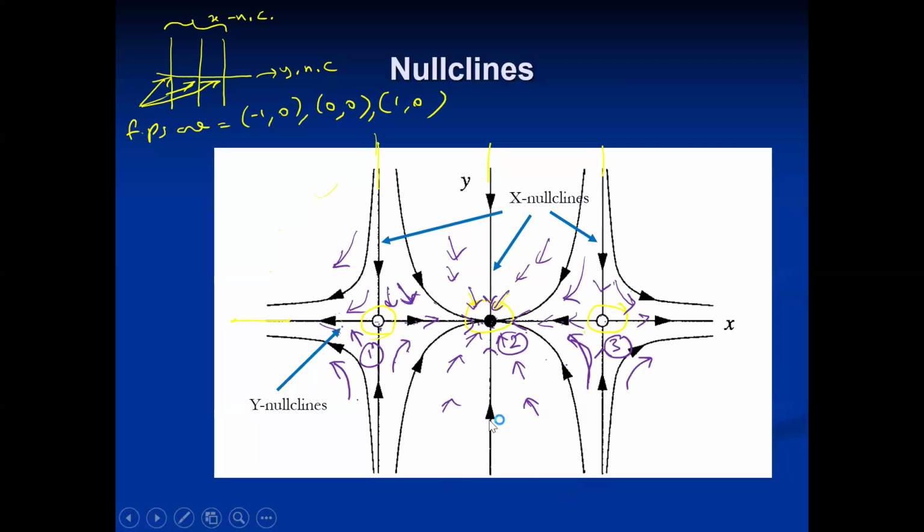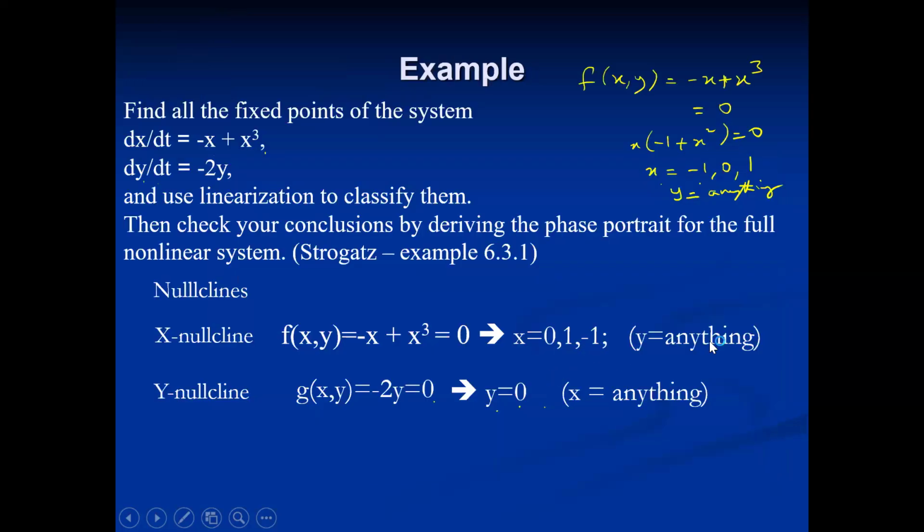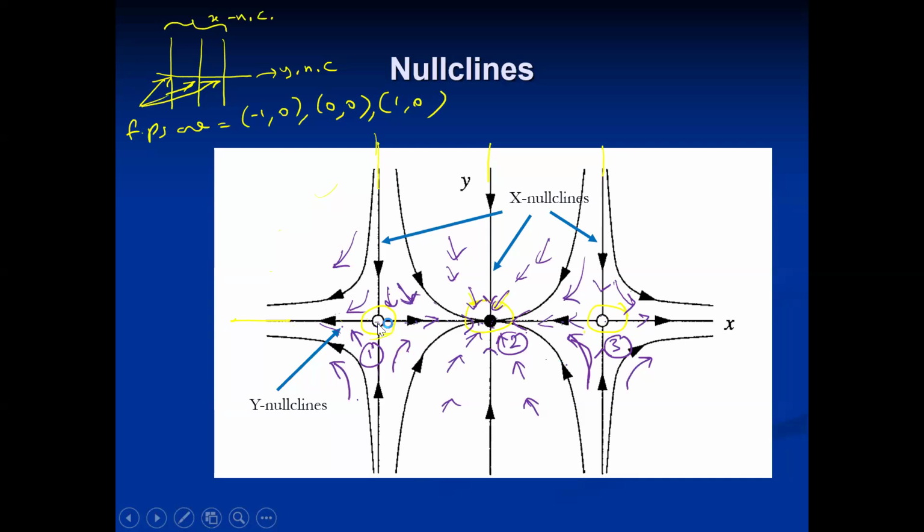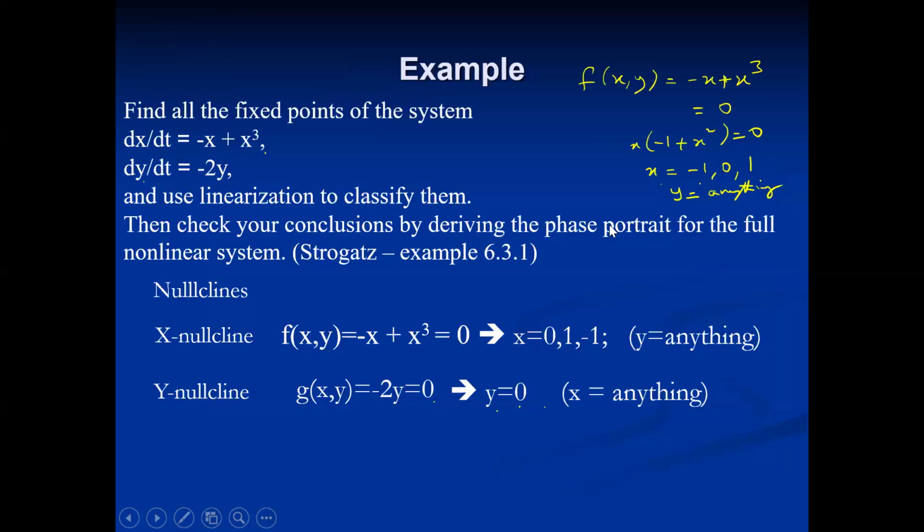X is 0, y is anything. That means the vertical line going through the origin. X is 1, y is anything. That means the vertical line going through x equal to 1. X is minus 1, y is anything. That means the vertical line going through x equal to minus 1. So you have three vertical lines. All these three vertical lines represent the x-null lines.